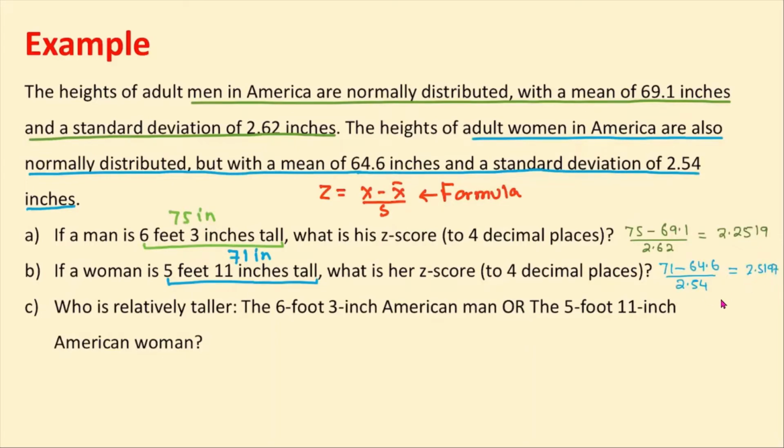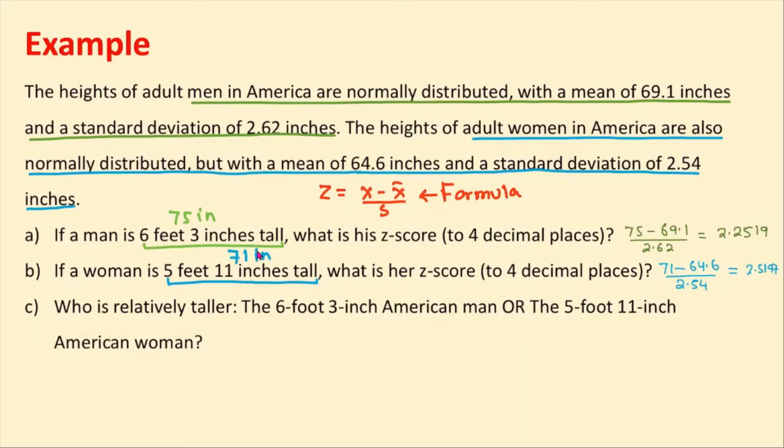If you look at this z-score here, you can clearly see that the z-score for women is greater as compared to the men. So here is the question: who is relatively taller, the 6 feet 3 inch tall man or the 5 feet 11 inch tall American woman? So clearly the 5 feet 11 inch American woman is taller compared to the man.